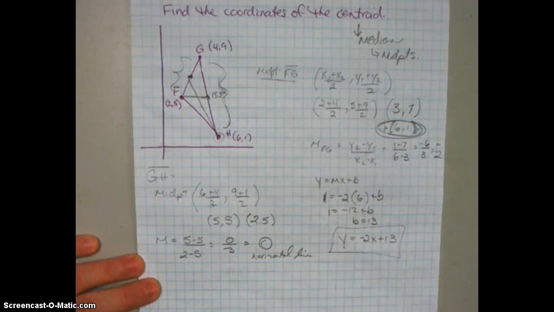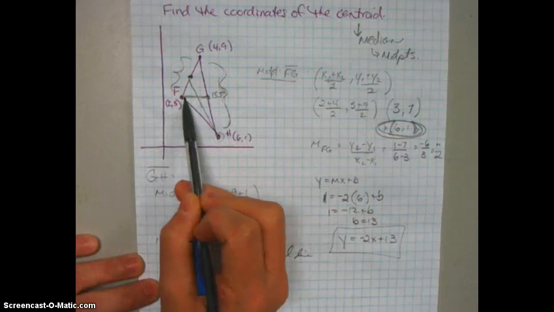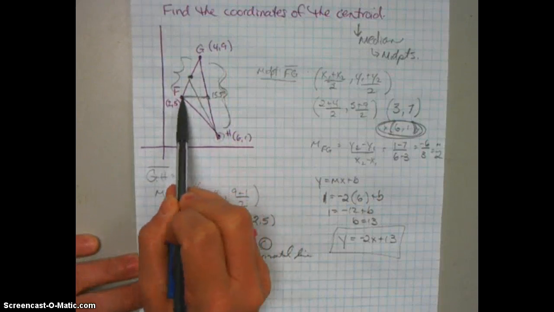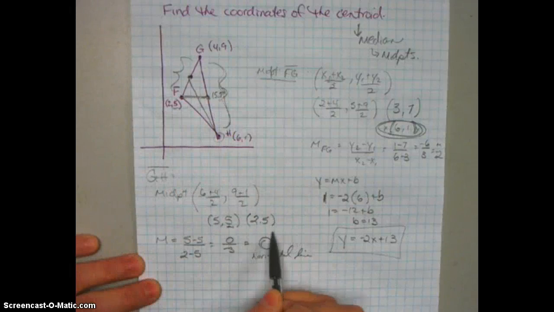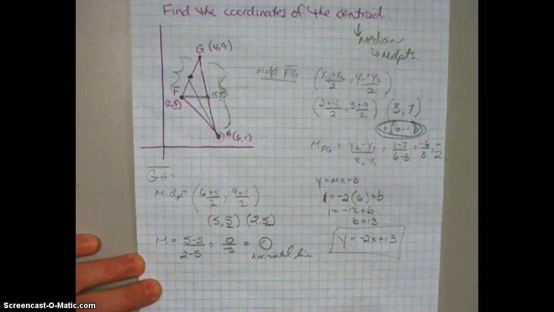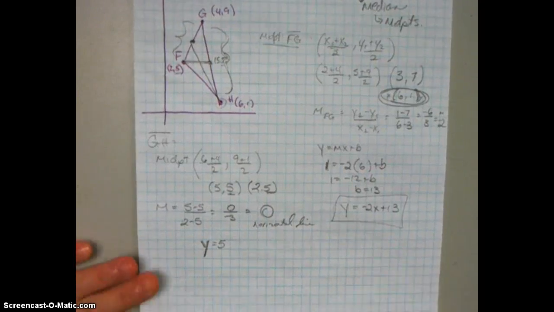Yay. A horizontal line is when all of the y coordinates of this line are the same. And you'll notice that, right? Right here, the y coordinates are both 5. So this gives me the equation that y equals 5, always. Well, that's already your y coordinate of the centroid.